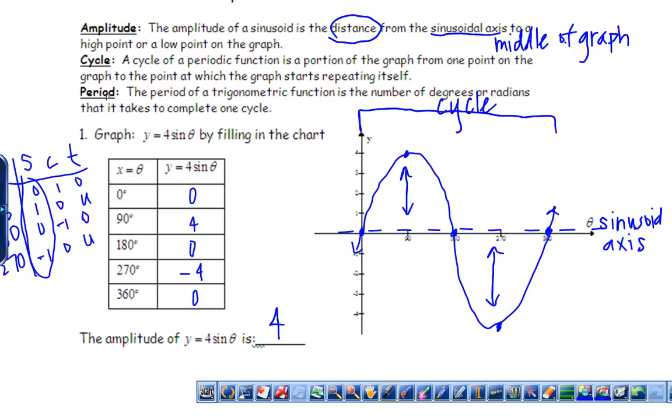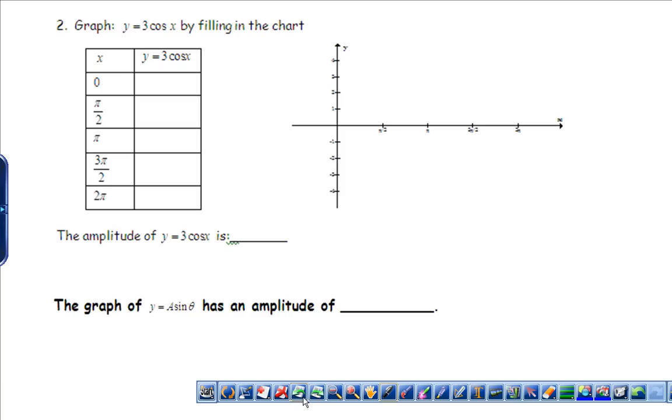The period is basically how long it took to do this cycle. And so I would say the period of this is 360 degrees. Okay? So the cycle is how long it takes to do one of your pictures, and then the period is the degrees it takes. Okay, I'm going to keep saying those words over and over and hope that you'll start learning those words. Okay, the next one says 3 cosine of x.